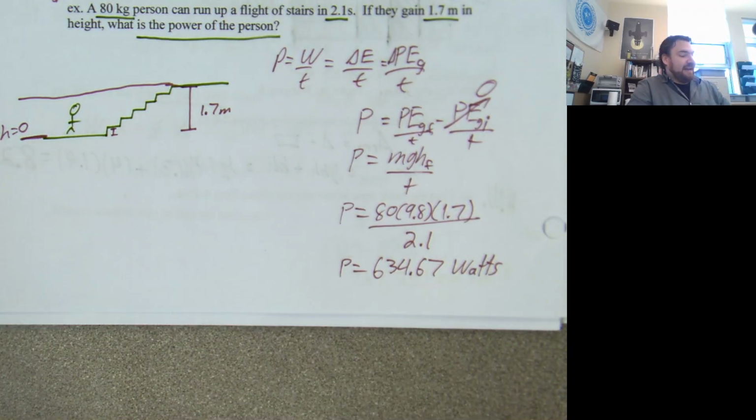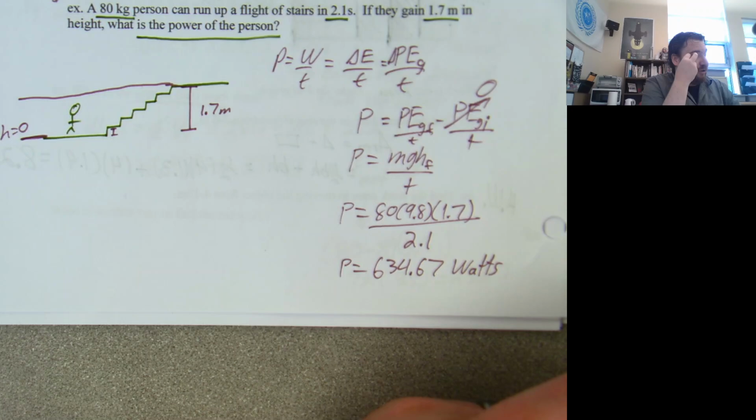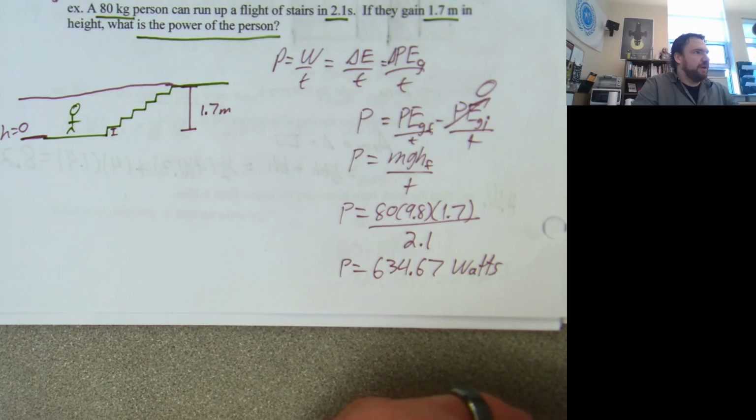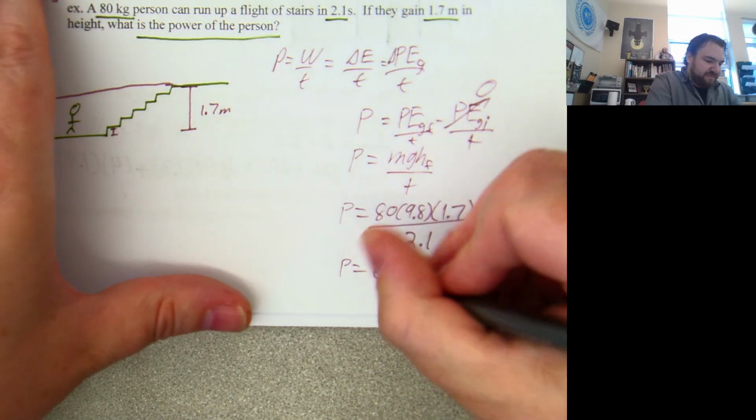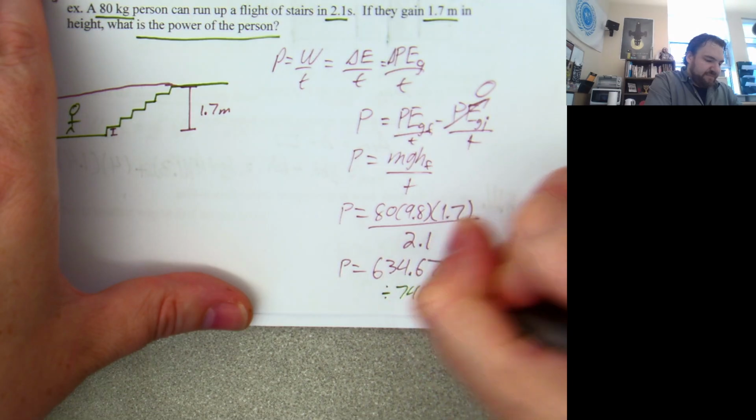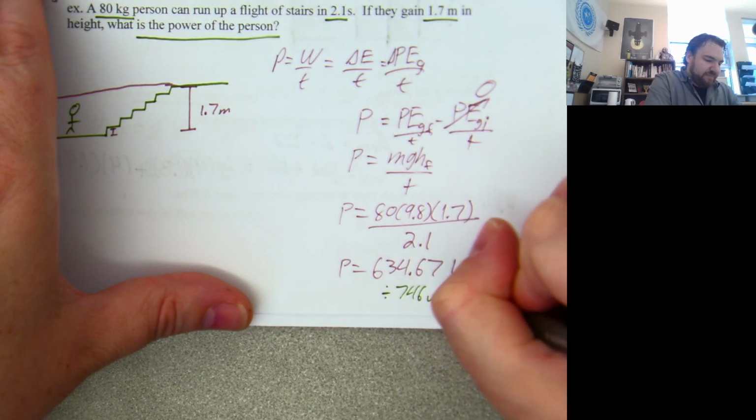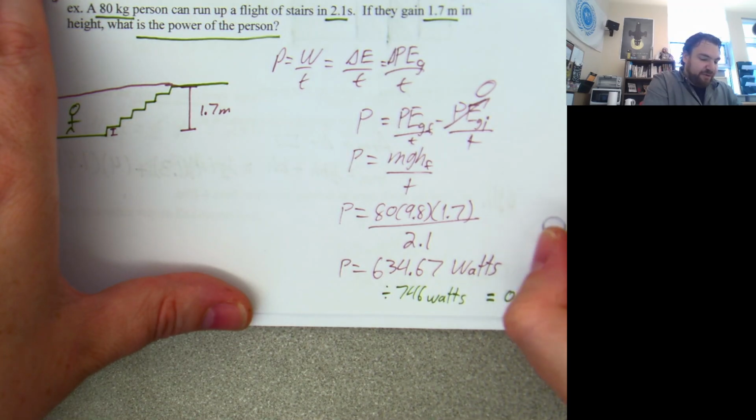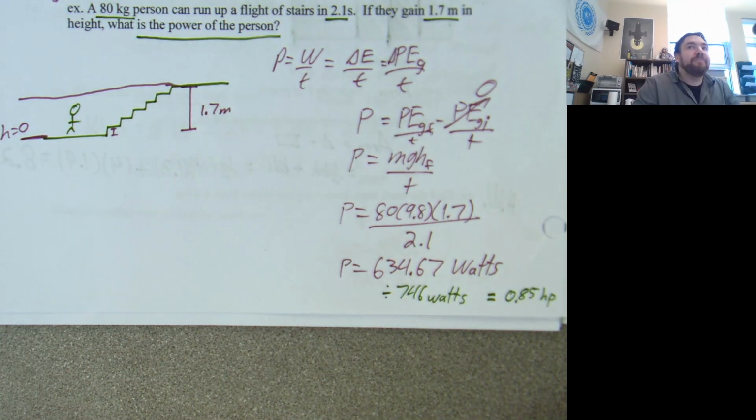If I want to take that and I want to convert it into horsepower, we're going to divide that value by 1 horsepower, which was 746 watts. And that's going to equal 0.85 horsepower.